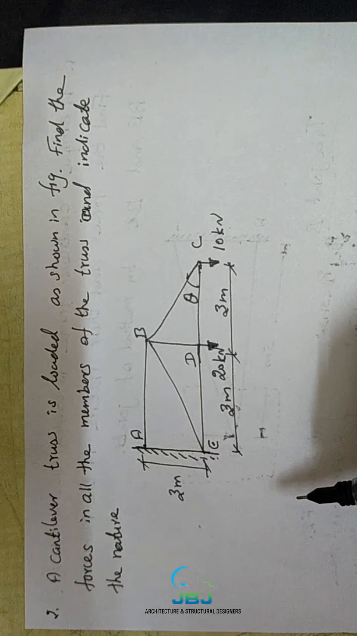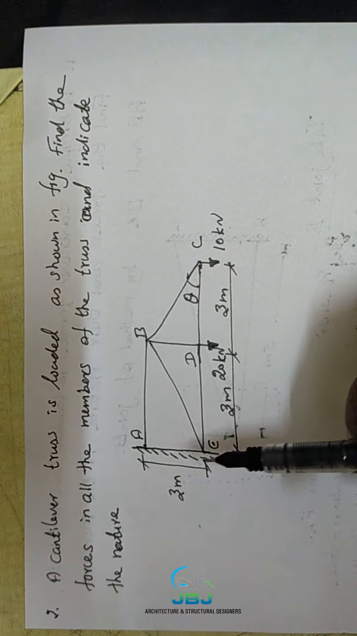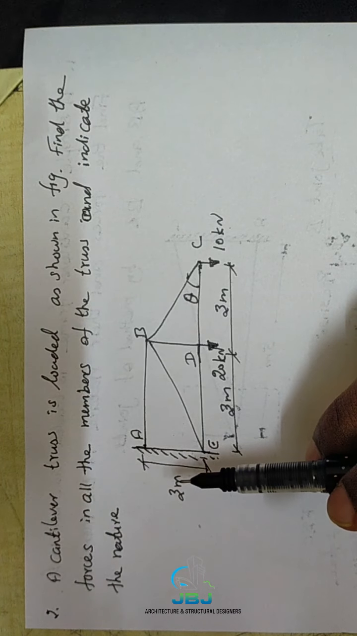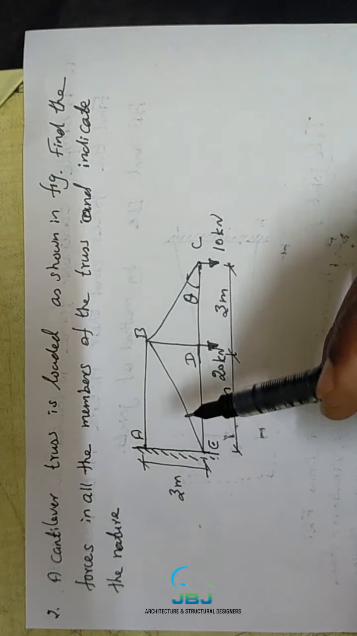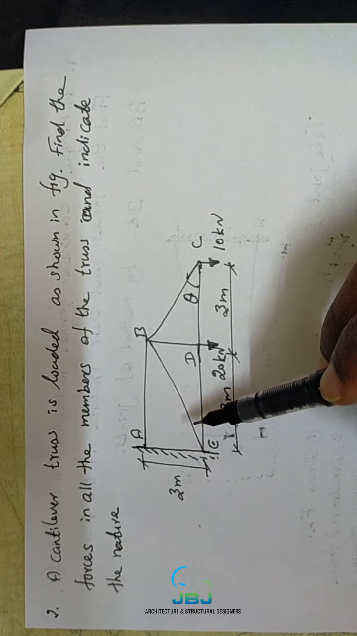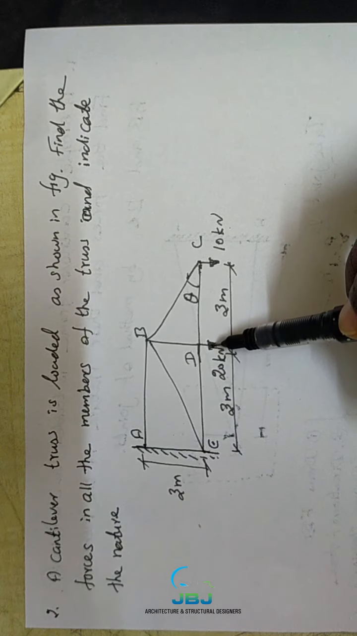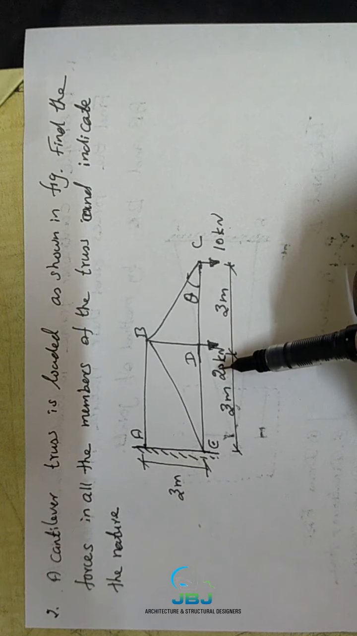This is the second problem in the second unit. This is the problem. A cantilever truss is loaded as shown in the figure. Find the forces in all the members of the truss and indicate the nature. Here the truss is supported at one end and free at the other end, so we can easily understand this is a cantilever truss. Two point loads, 10 kilonewton and 20 kilonewton, are acting at joints C and D respectively.